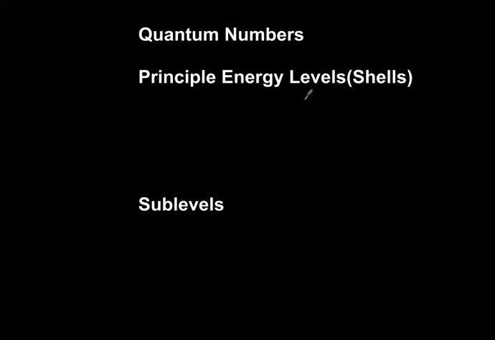I want to point out to you that levels and shells, those 2 words are going to be used interchangeably throughout your book, throughout lab, throughout my lectures. They really do mean the same thing. So anytime you see this principal energy level, just know that it's talking about that first quantum number. So your principal energy level is going to be a number between 1 and 7. Now what that correlates with is the rows of the periodic table.